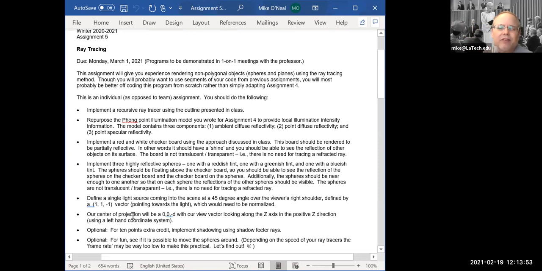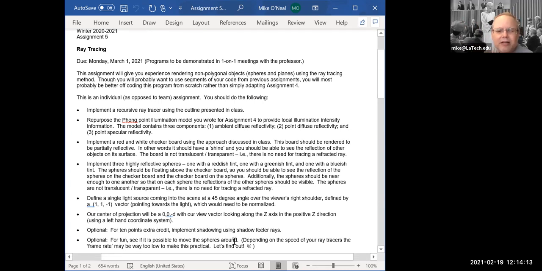Define a light source, 45 degrees over your right shoulder, 1, 1, minus 1. You need to normalize that. Center of projection is still 0, 0, minus D. I use 0, 0, minus 500. Optional, for 10 points extra credit, implement a shadowing field array. I'll cover shadow field arrays again.